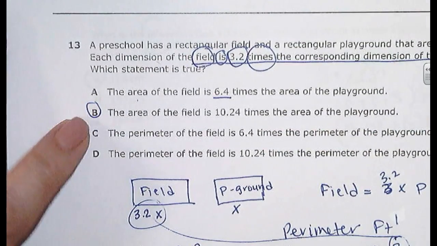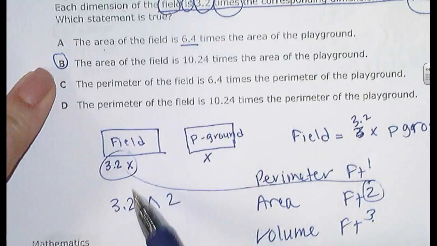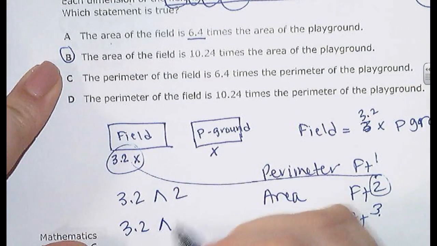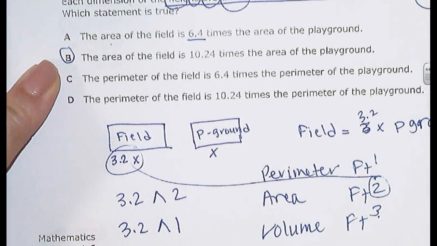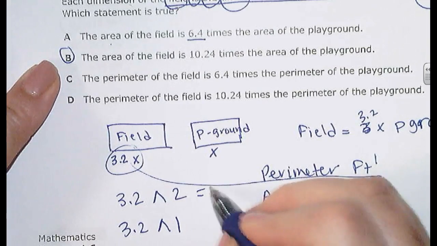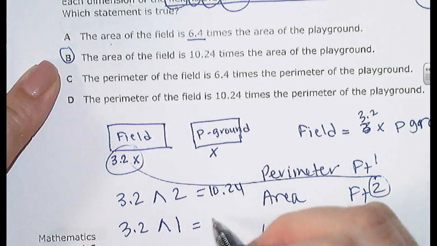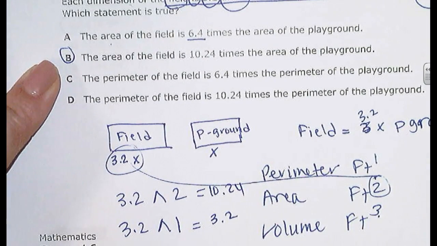Now, what about the perimeter business? Well, take this number to the power of 1, and that's true too. And you don't have one of those. This answer is 1024, and this answer is 3.2. You don't have the second one.